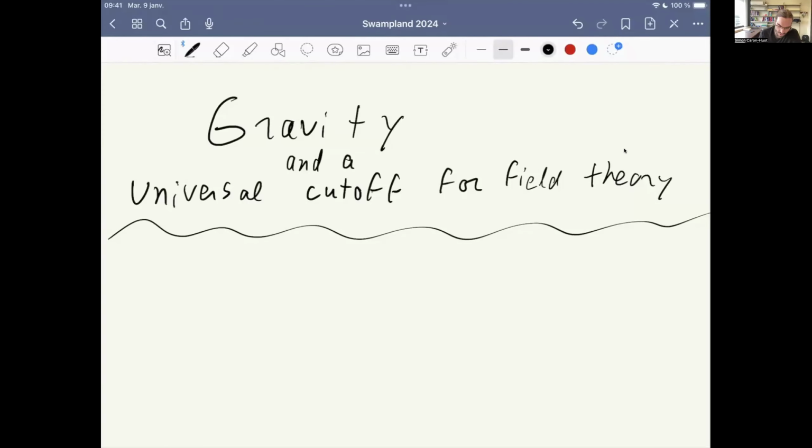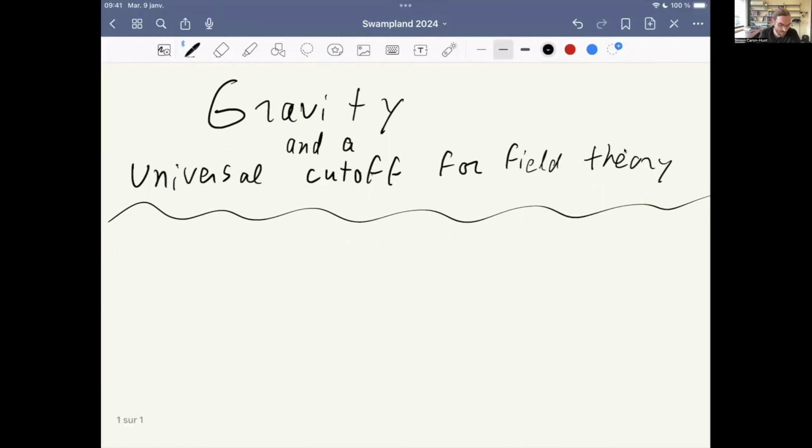So the main context of our work is trying to understand better what happens at the species scale. So I will start with a brief review of that. The idea is you consider a theory where you have a large number of dynamical fields that are coupled to gravity. It could be ordinary matter, it could also be Kaluza-Klein gravitons, various modes.